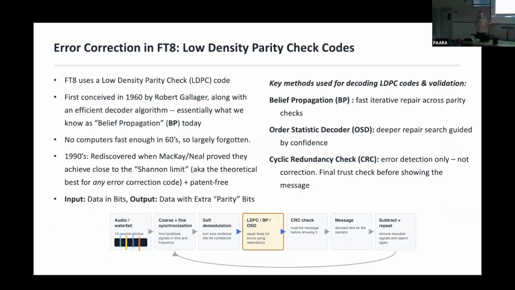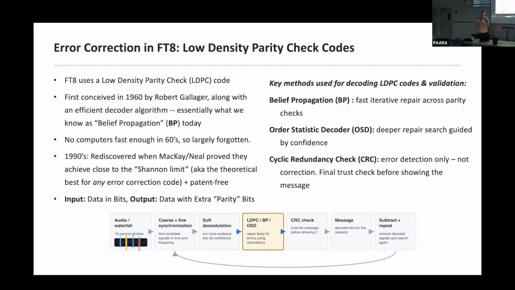So anyway, no math. FT8 uses this thing called a low density parity check code. It was first conceived in the 60s by a guy named Robert Gallager at MIT. They had decoders, but there were no computers that could run them, and so they fell out of favor and were forgotten. There were other things that took over in the 70s and 80s. They were rediscovered in the 90s for 2 different reasons.